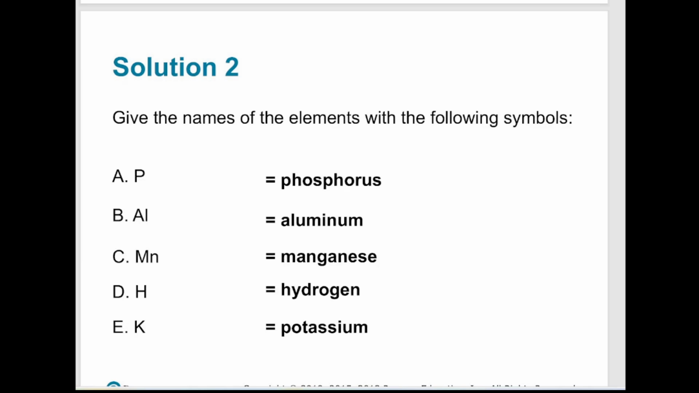In the next section, we'll look at some periodic trends from the periodic table.